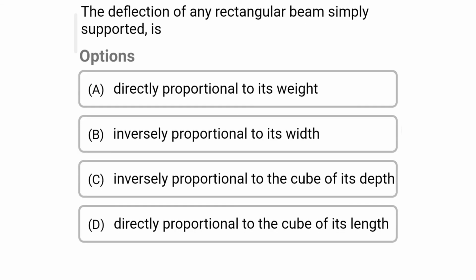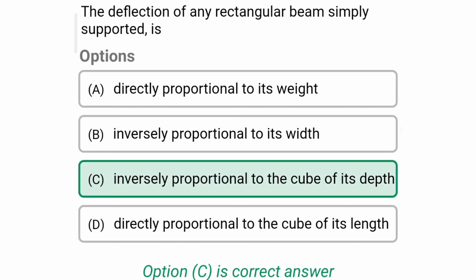So next question, the deflection of any rectangular beam simply supported is option A directly proportional to its width, option B inversely proportional to its width, option C inversely proportional to the cube of its depth, option D directly proportional to the cube of its length. So the correct answer is option C inversely proportional to the cube of its depth.